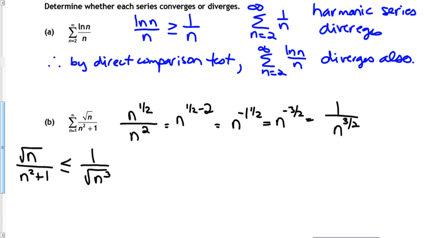If you need time to process that, pause the video here and put some n values in. Just keep plugging in some helpful n values and see that 1 over the square root of n cubed is larger. So now I need to know, do I know anything about this series? And I do. This sum, n equal to 1 to infinity of 1 over n to the 3/2, is a p-series, and p is greater than or equal to 1, which means we have convergence.